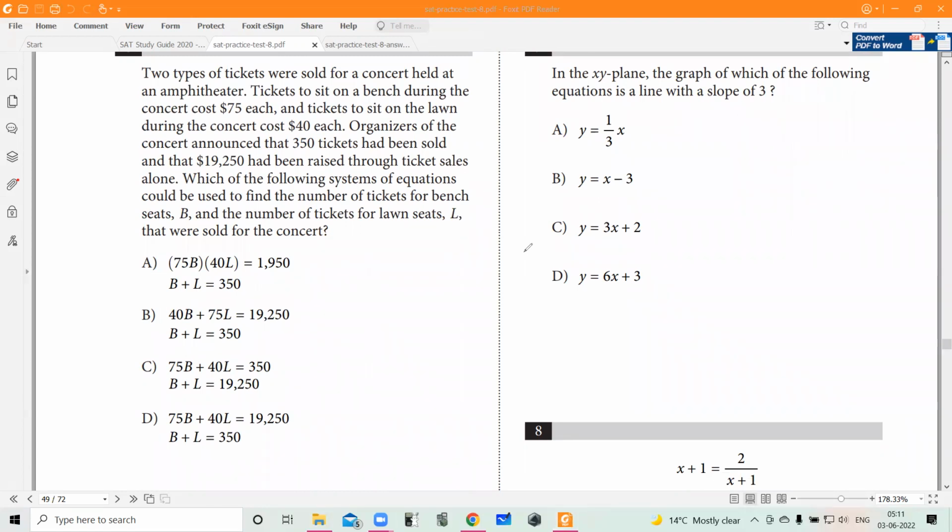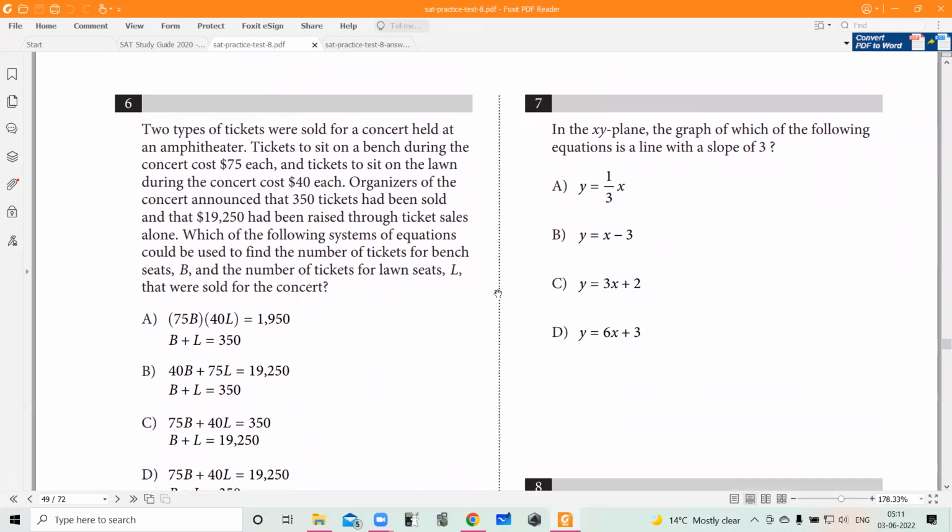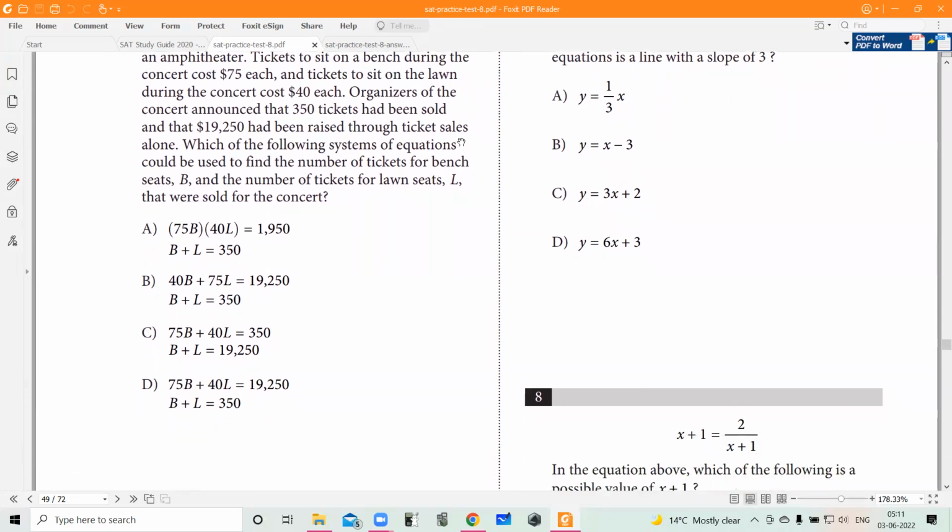Okay. So B plus L is equal to 350 and 75B, C. 75B plus, no, 40. D, my bad, D. Correct. You're right. In the x-y plane, the graph of which of the following equations is a line with a slope of 3? C. Right.